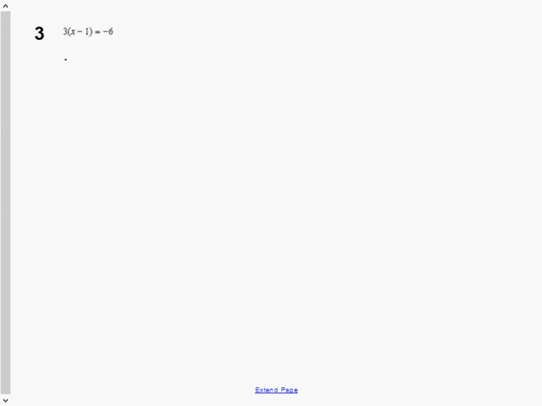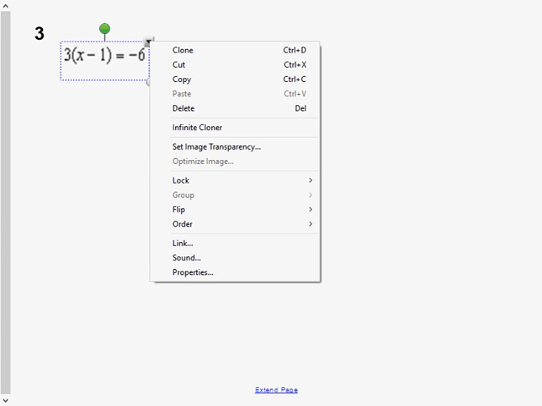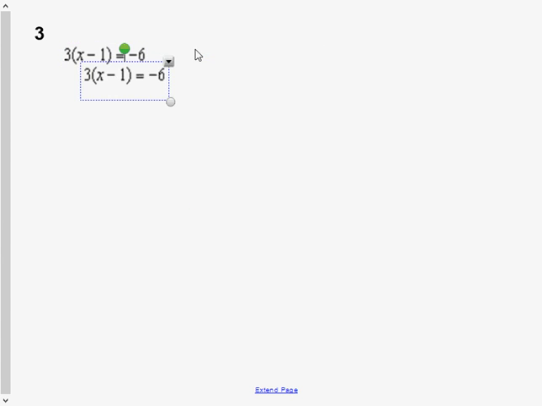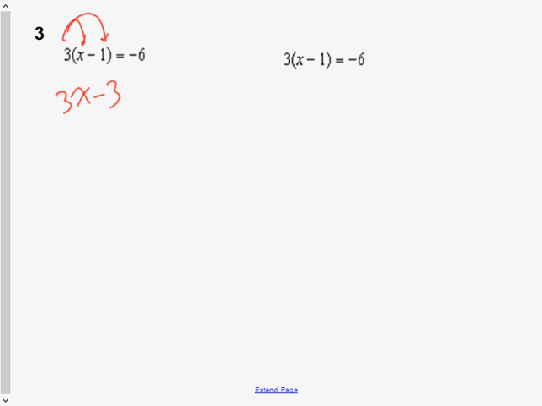Question 3, it just says solve. So there's 2 ways you can do this question. Now remember, I'm going to just duplicate it here. So I'm going to take this and clone it, bring it over here. So the first way is to expand. So instead of saying 3 groups of x minus 1, I can say I have 3 x's and I have a minus 3 because I have 3 negative 1s.